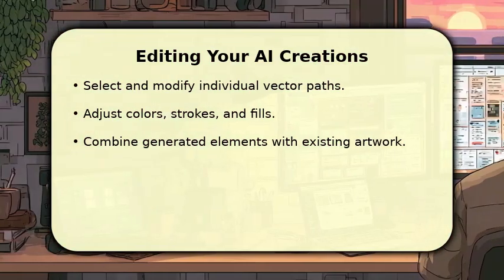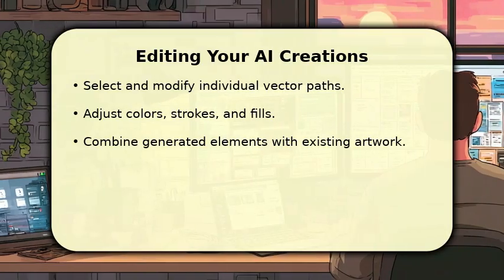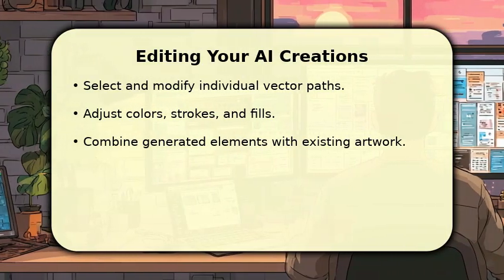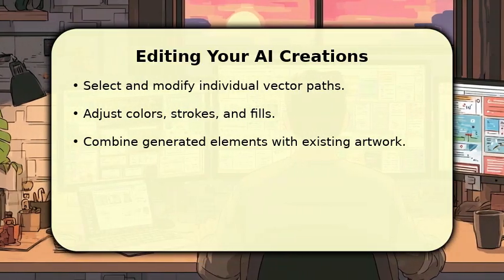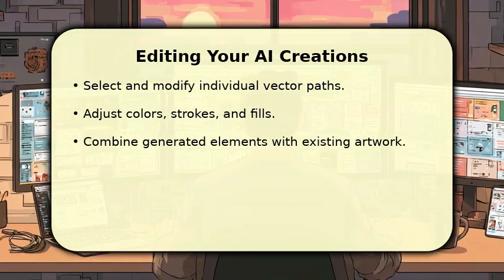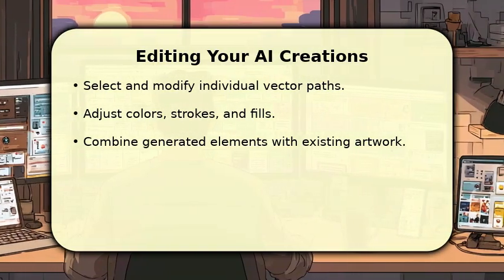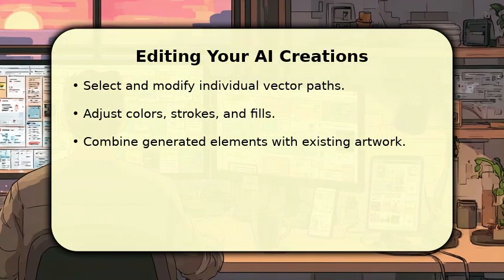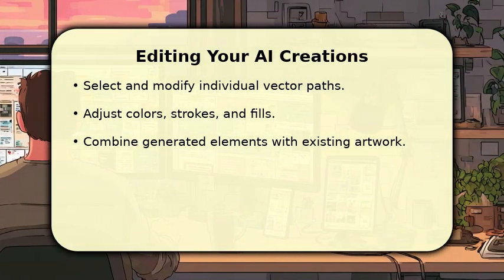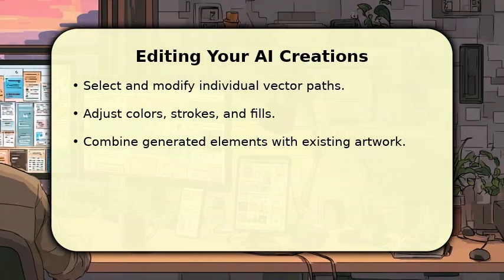Once your vector graphic is generated, Illustrator empowers you with full editing control. You can easily select individual paths, anchor points, and shapes to refine their appearance. Adjust colors, modify stroke weights, or change fill properties using the Properties panel. Feel free to combine these AI-generated elements with your existing artwork, seamlessly integrating them into larger compositions.